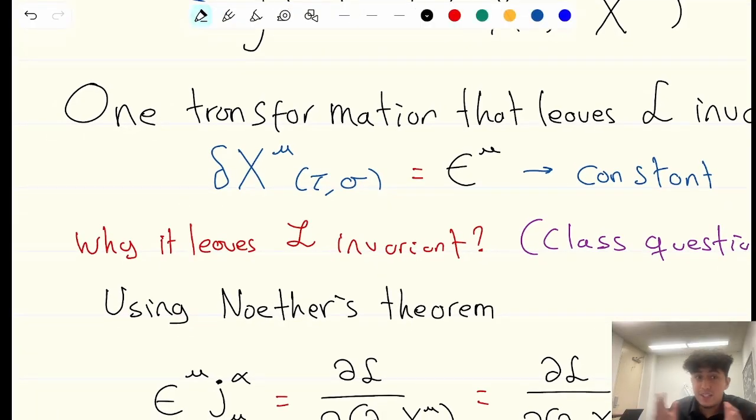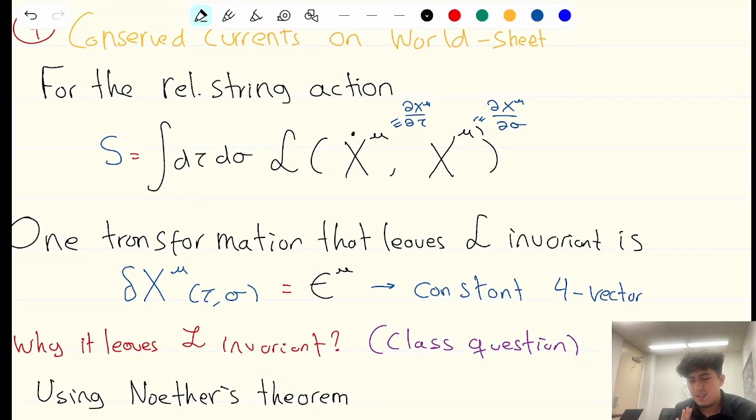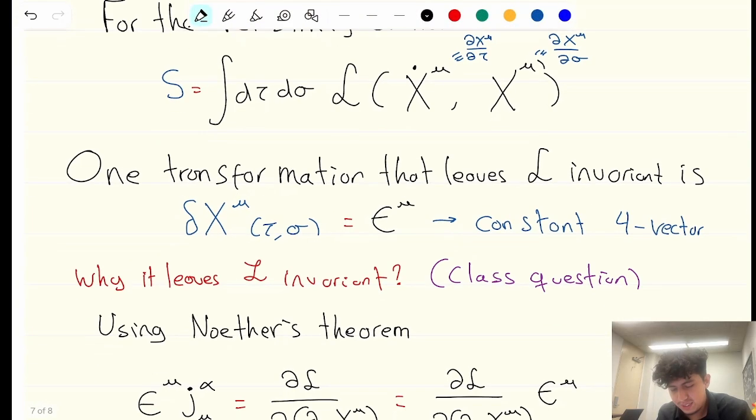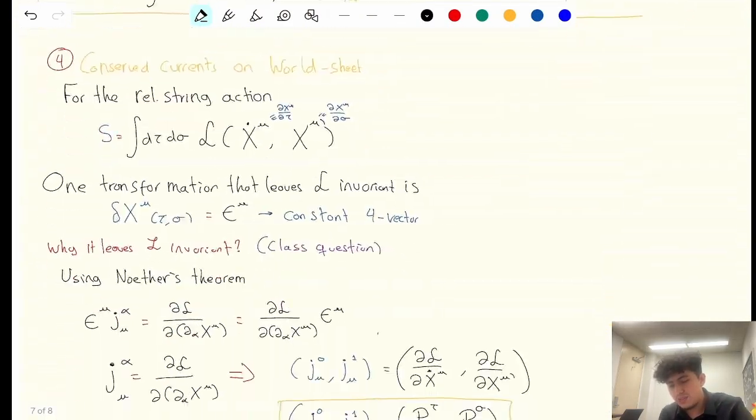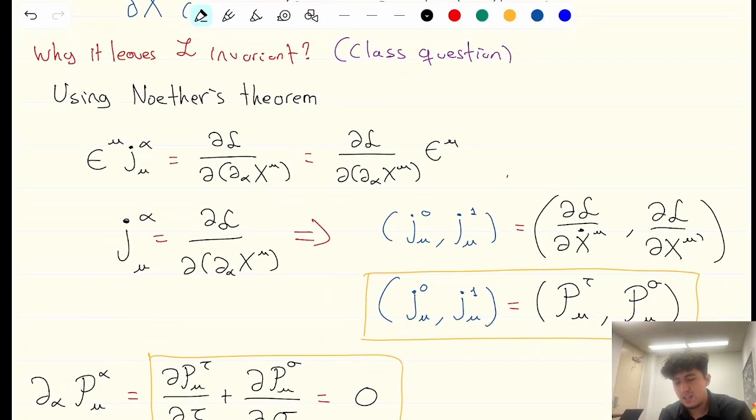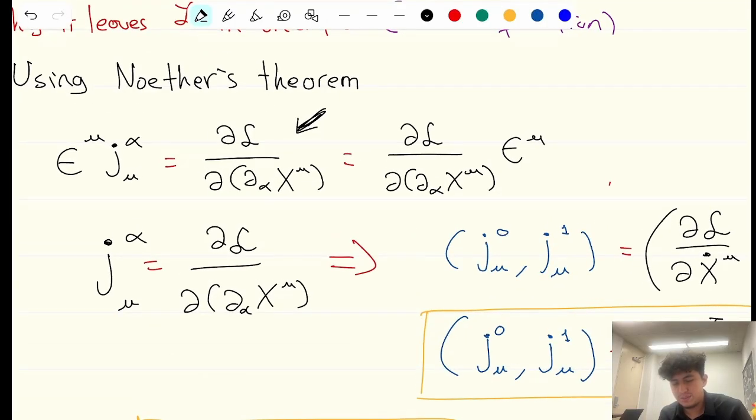So ask why it leaves the Lagrangian invariant. You just have to think about what the Lagrangian depends on. Cool. This is a class question, so you should think about it. Now you think about it, we're taking derivatives, so a constant just goes away whenever we take a derivative. That's the right answer. And we can use our formula here, Noether's theorem, to derive the currents. So using Noether's theorem, we derive the current. I'm just replacing here.